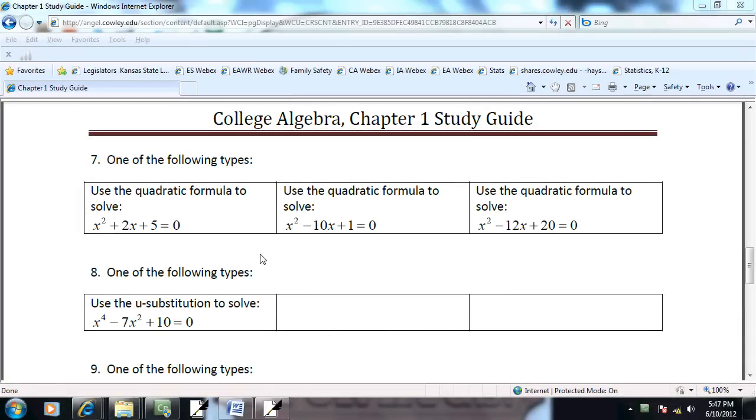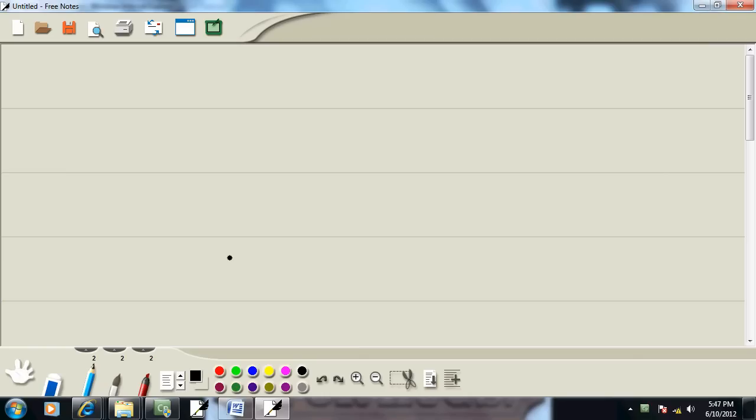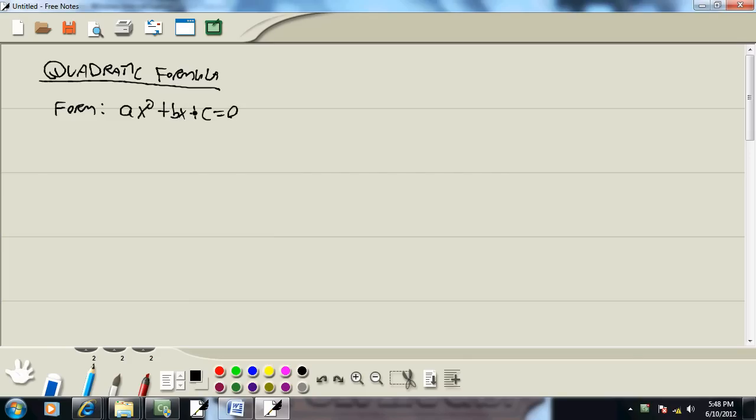Let's take a look at the quadratic formula. Let me first write down the quadratic formula so we can review it. For our quadratic formula, it's for problems of the form ax squared plus bx plus c equal to 0.